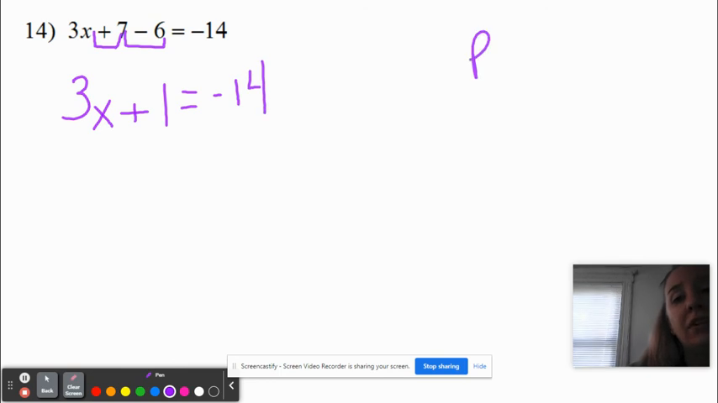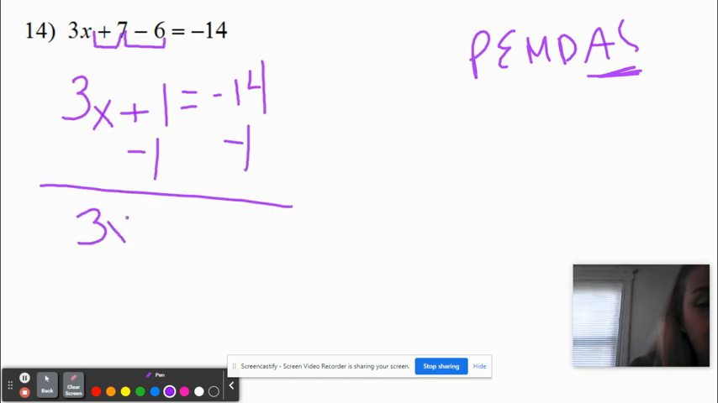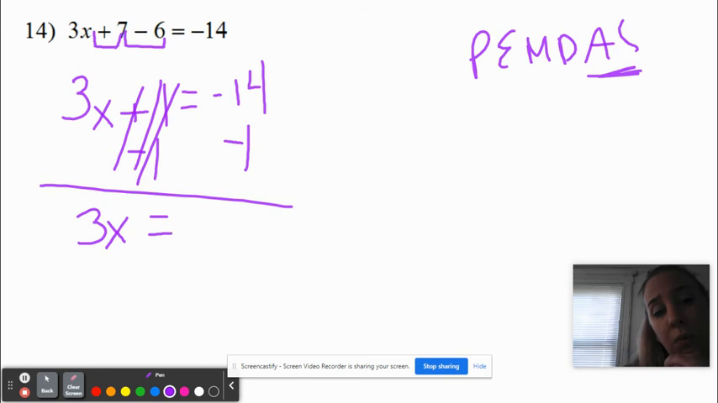Right, and again, that reverse PEMDAS order, we're going to add and subtract whatever we need to off. Before I can get the x alone, I need to get 3x alone, meaning that positive 1 needs to go. So I'm going to subtract 1 from both sides. 3x. 1 minus 1 is nothing. Equals negative 14 minus 1. You owe me 14 and borrow 1 more.